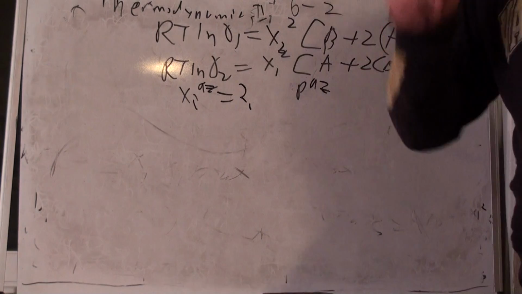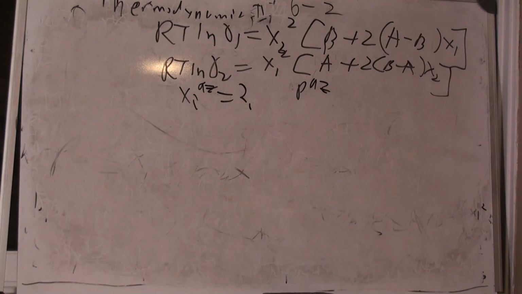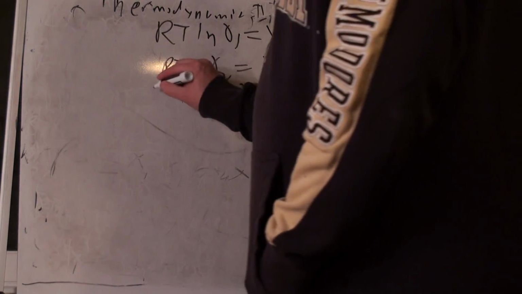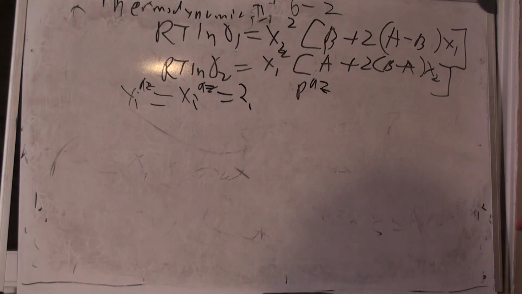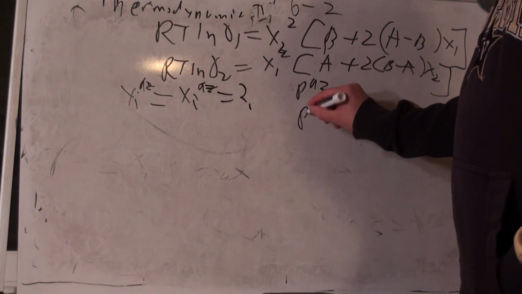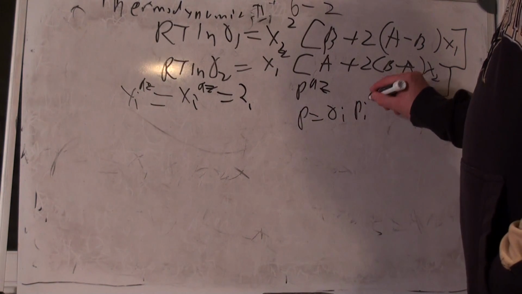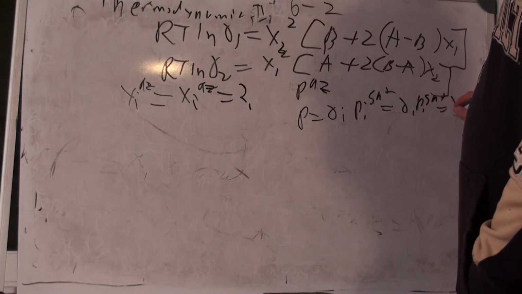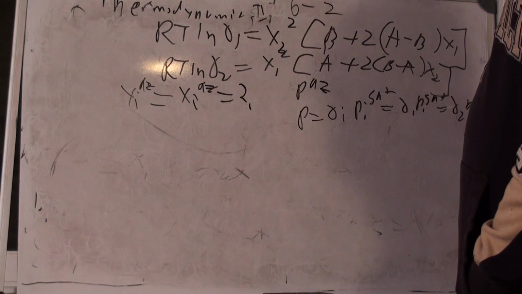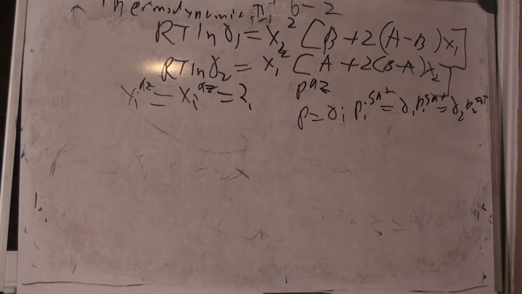What I do know, and I should recognize right away and write down, is that at an azeotrope, y_i is equal to x_i. And as such, the modified Raoult's law becomes P equals gamma_i P_i sat, which is equal to gamma_1 P_1 sat, which is equal to gamma_2 P_2 sat. I should write that down before I even think about anything else.